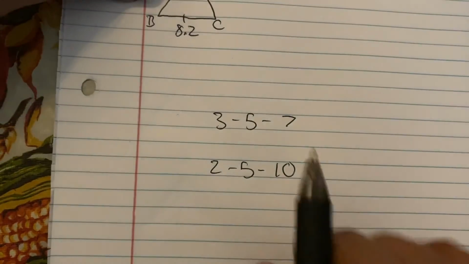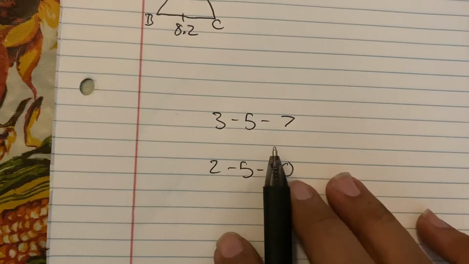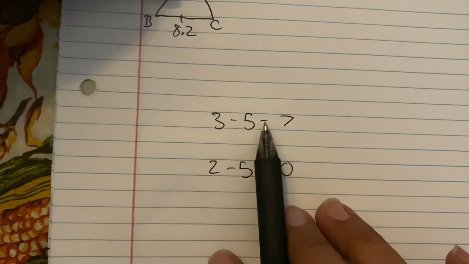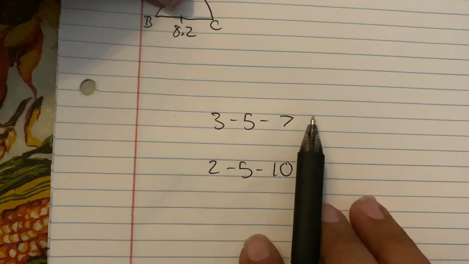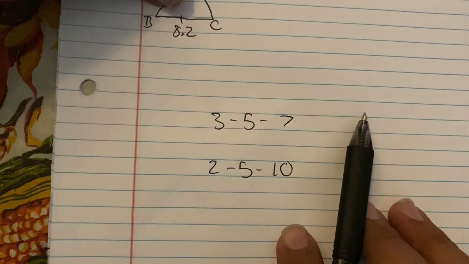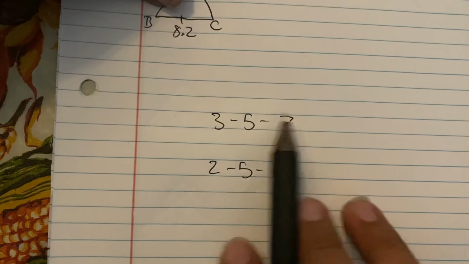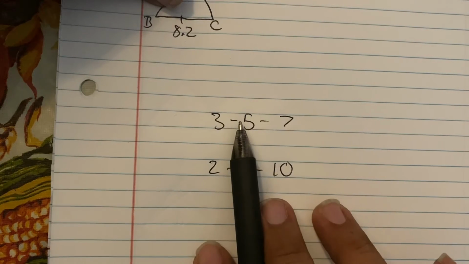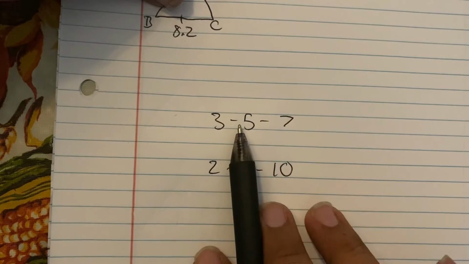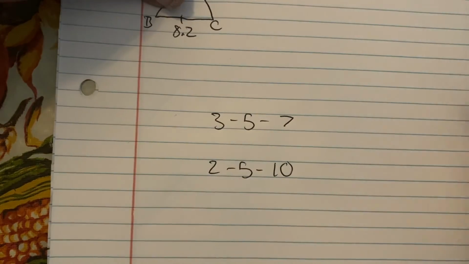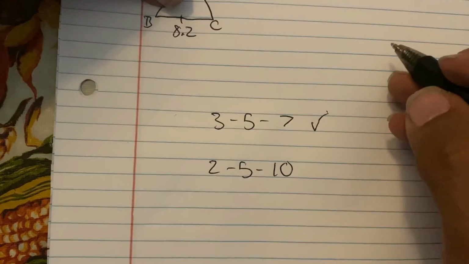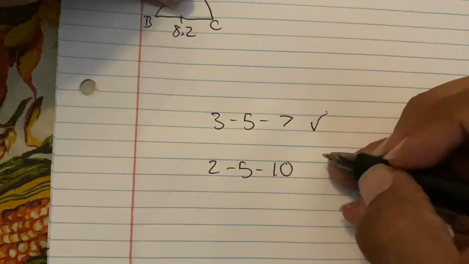Now that leads us to our rules for triangles. For triangles, if you add up any two sides of a triangle, it must be larger than the third side of the triangle. So you can check them all. 3 plus 5, is that larger than 7? Yep. 3 plus 7, is it larger than 5? Yep. Is 7 plus 5 larger than 3? Yep. This meets the requirements. You can make a triangle with these three lengths.